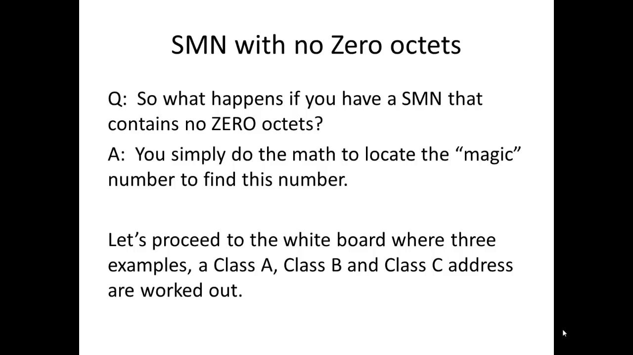So what happens if you have a subnet mask that does not have any zeros? We simply look for the magic number. Let me show you 3 examples. I'll do an A, B, and C address example, and I'll show you how this is done.